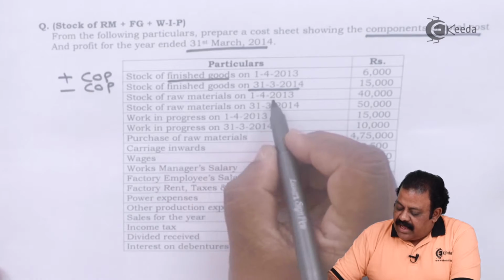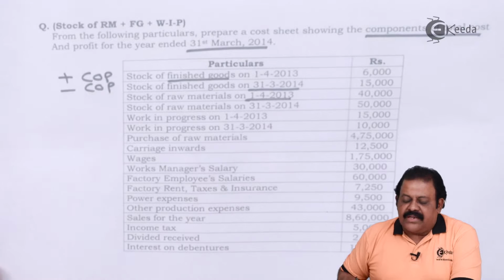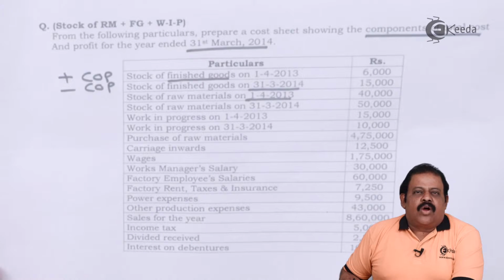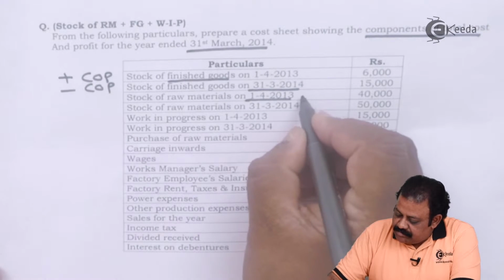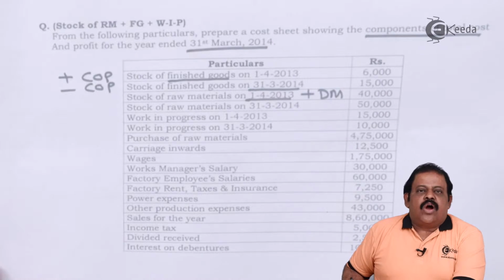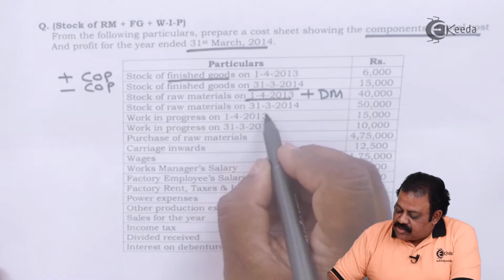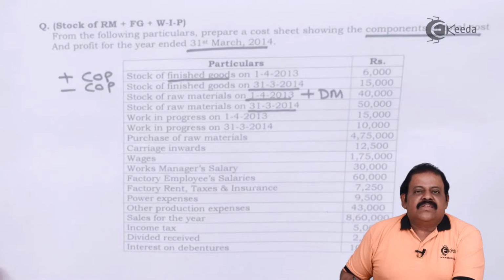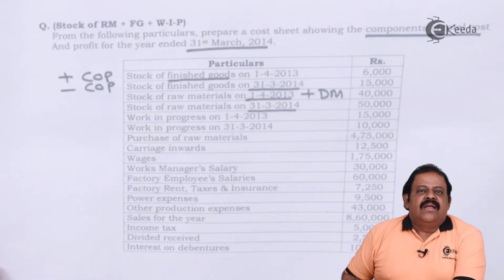Stock of raw material as on 1st April 2013. This is the opening stock of raw material. It will be part of direct material consumption. This will be added to direct material consumed. Stock of raw material as on 31st March 2014. This is the closing stock of raw material at the end of the year. This will be deducted from direct materials to find out direct material consumed.